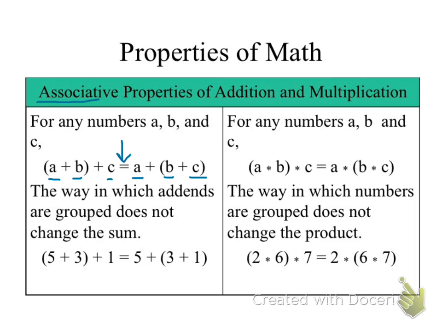But look at who they're associated with. A is associated with B, then B is associated with C. So the number that they changed their association with indicates this property. The biggest trap that students get into is they see parentheses and they automatically want to say it's associative, okay?